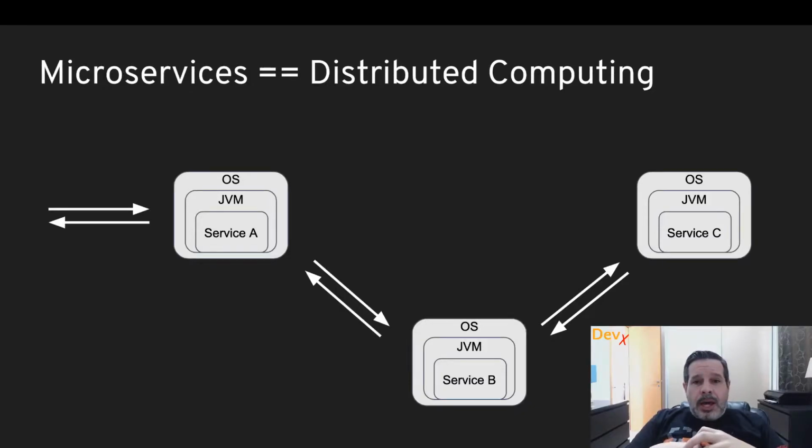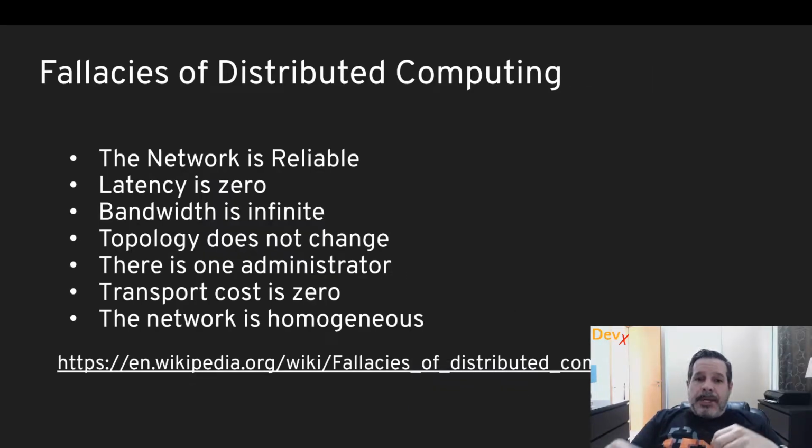But although it's something new, microservices in fact is the same thing as distributed computing. It's the same thing that we saw in CORBA, it's the same thing that we saw in SOA, service-oriented architectures. It's all about distributed computing. And because we are talking about distributed computing, we need to recap also some fallacies of distributed computing.